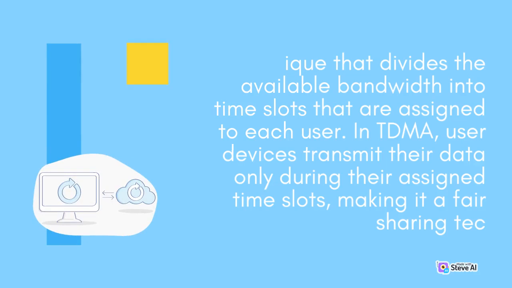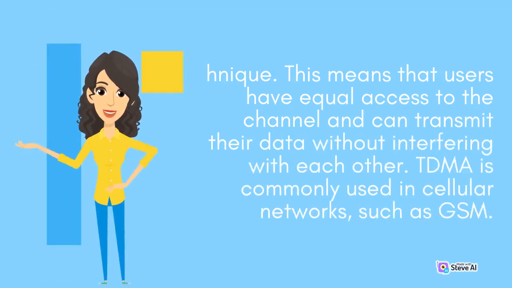In TDMA, user devices transmit their data only during their assigned time slots, making it a fair sharing technique. This means that users have equal access to the channel and can transmit their data without interfering with each other. TDMA is commonly used in cellular networks, such as GSM.